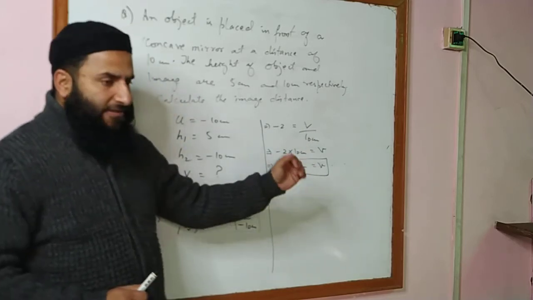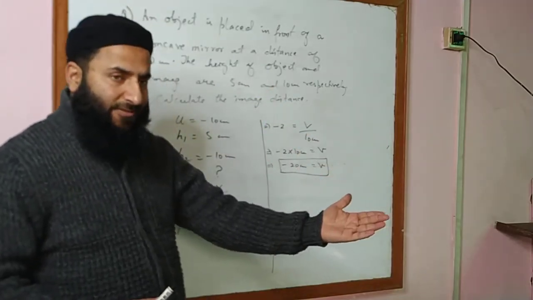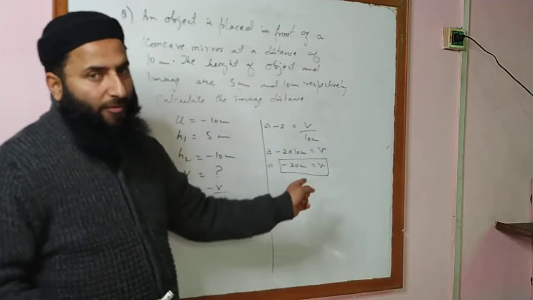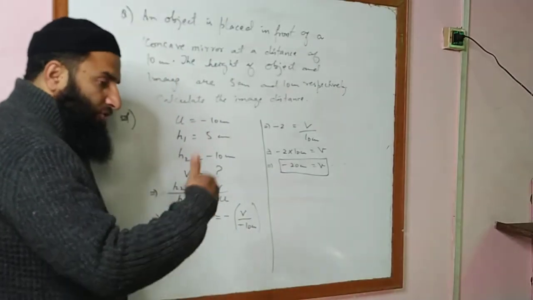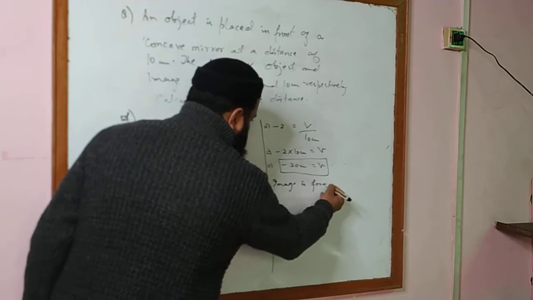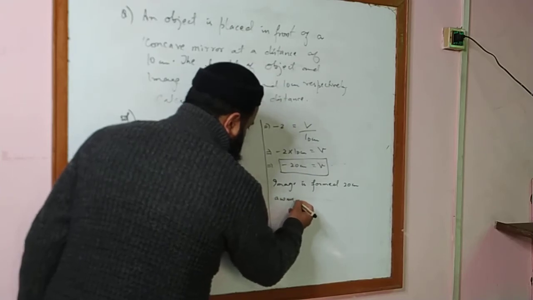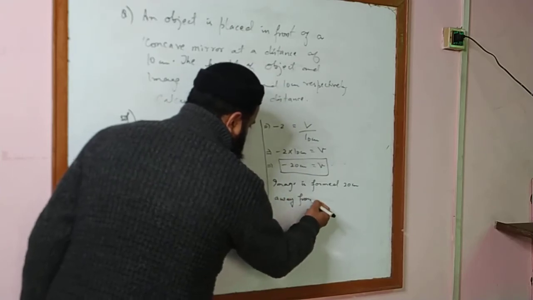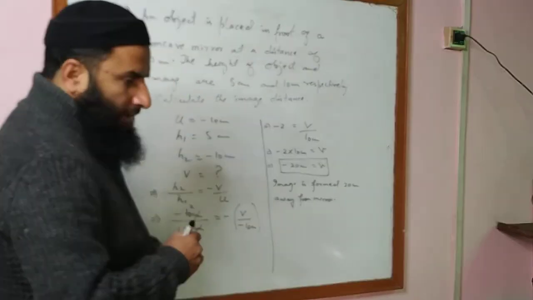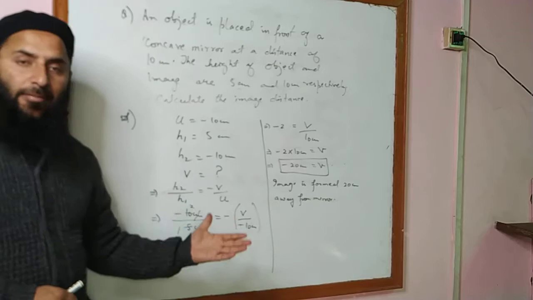Minus means the image is formed in front of the mirror, not behind the mirror. In front of the mirror, whatever distance is formed, we have to measure it in the opposite direction of the incident ray, that we take as negative. So image is formed 20 centimeter away from the mirror, but in the opposite direction of the incident ray. This is how we solved a numerical using magnification.